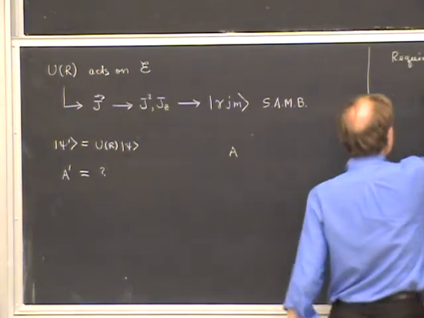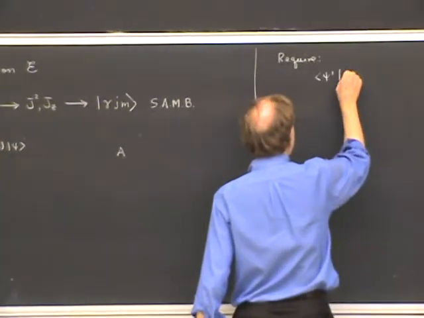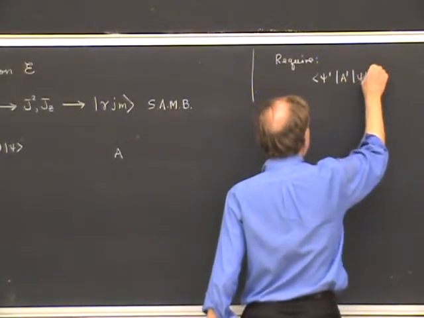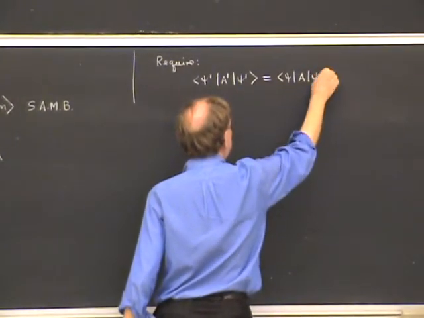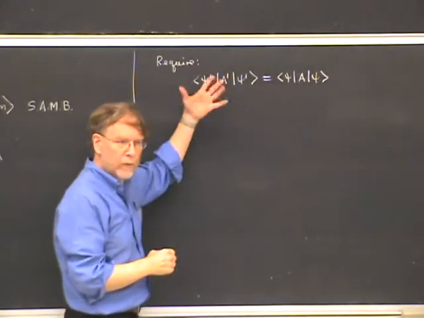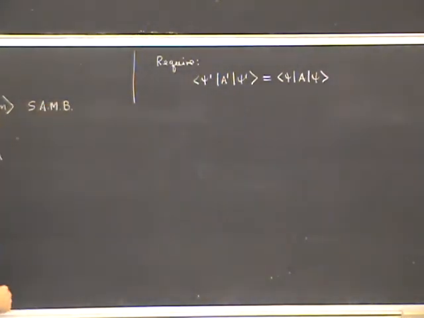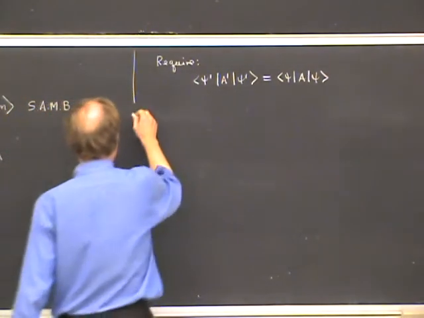So the requirement is that if we sandwich A prime between psi prime, we ought to get the same thing as psi sandwiched around A. This is just a definition. In fact, it's a definition of A prime. It's a requirement we're going to impose. But it's a reasonable thing to do.